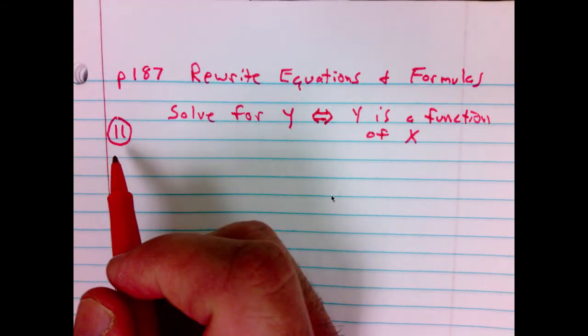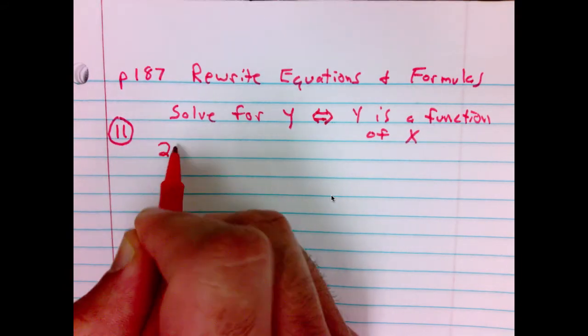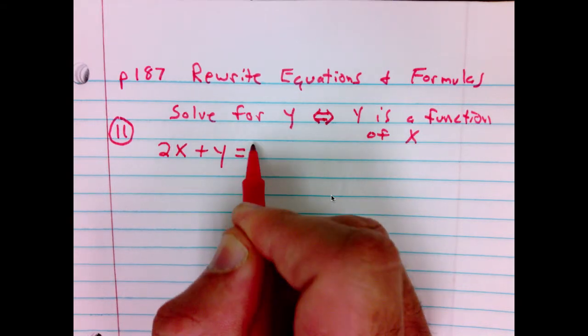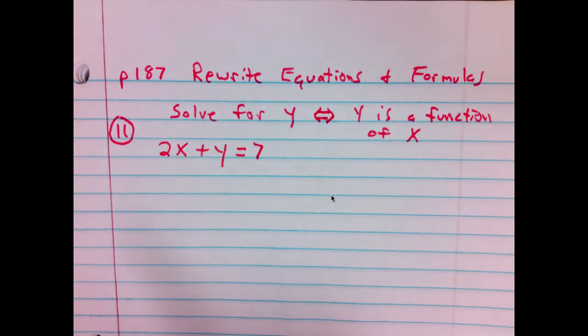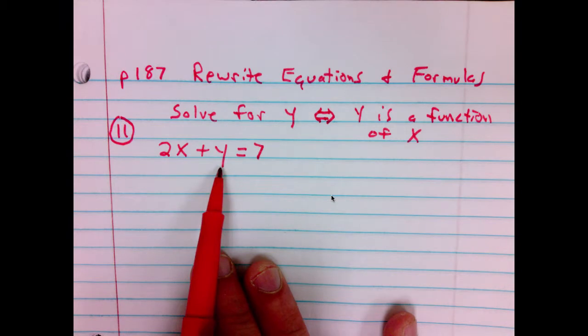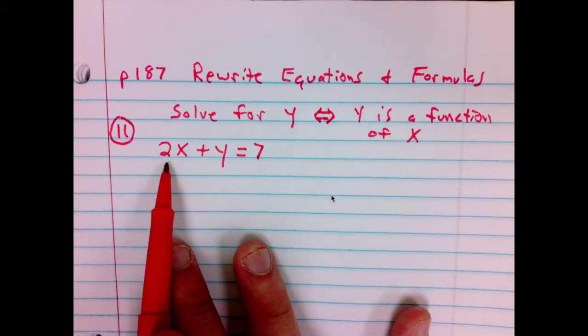Alright, number 11 says 2x plus y is equal to 7. Well, we want to solve for y. Remember, when we say solve for y, we mean to get y by itself. What differs in this equation is that it's in two variables, but the process remains the same. If you keep your goal in mind, you'll be successful. We want to solve for y, that is, get y by itself. What's keeping y from being by itself? 2x. In this case, we want to undo this 2x.